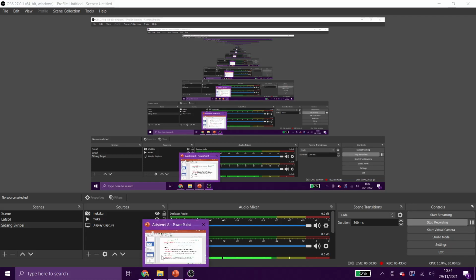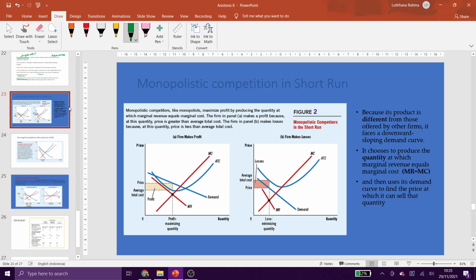Okay, we will continue in the next topic. It is about monopolistic competition in the short run. In the short run, firms in monopolistic competition could make a profit or make losses, or even make neither, which means a zero economic profit. If the firm makes a profit, its economic profit is more than zero. Meanwhile, if the firm makes losses, its economic profit is below zero.